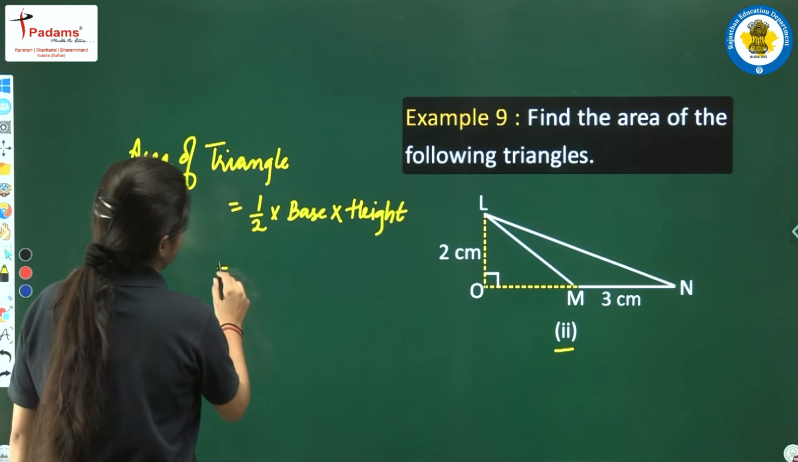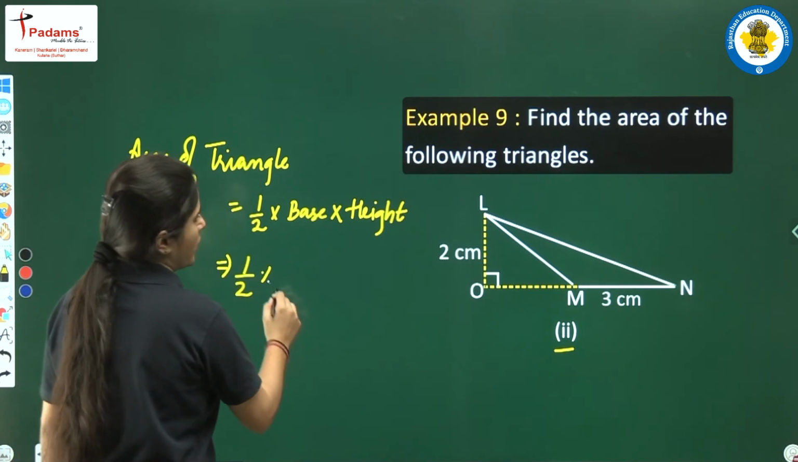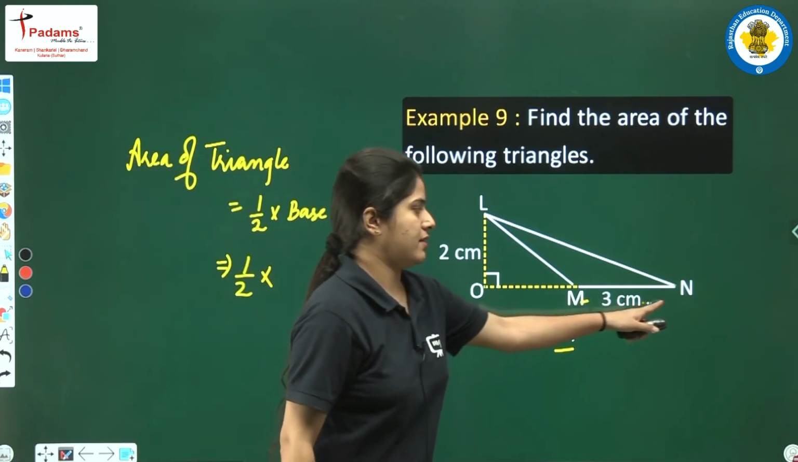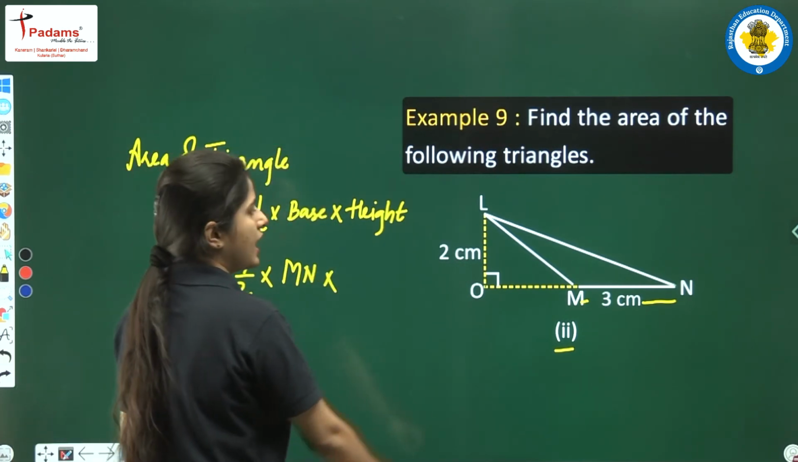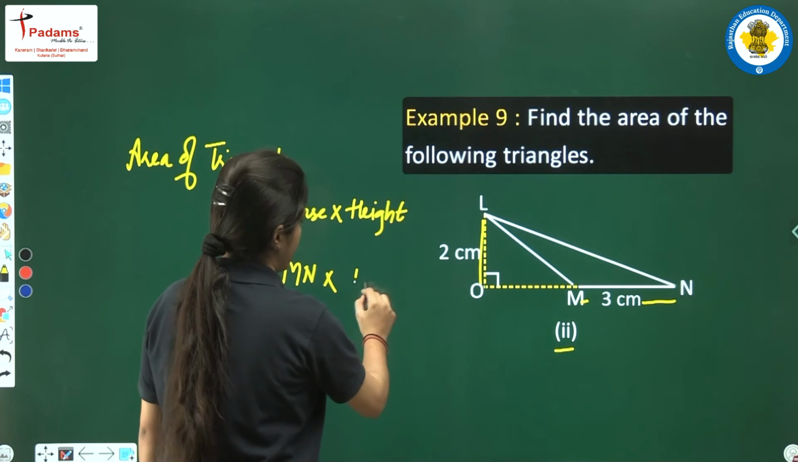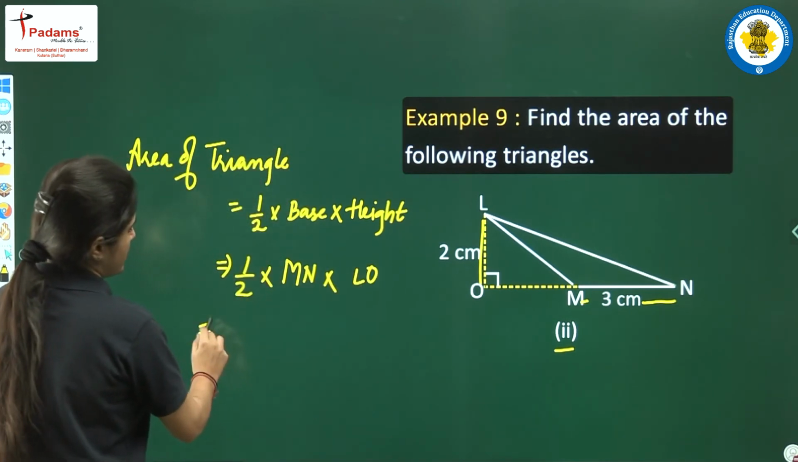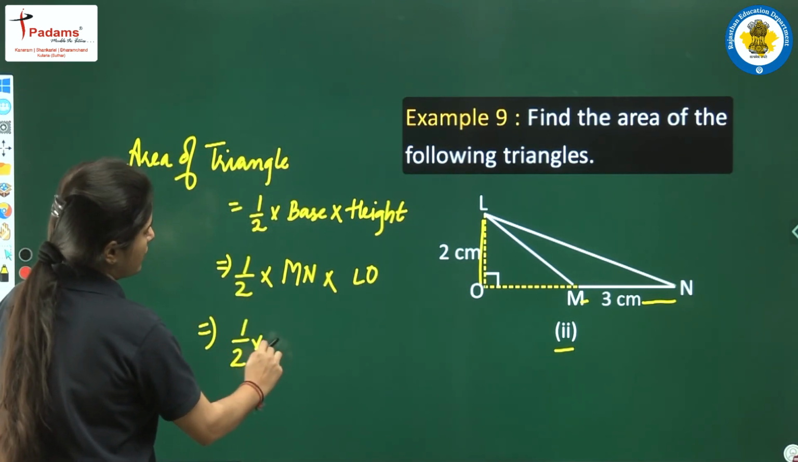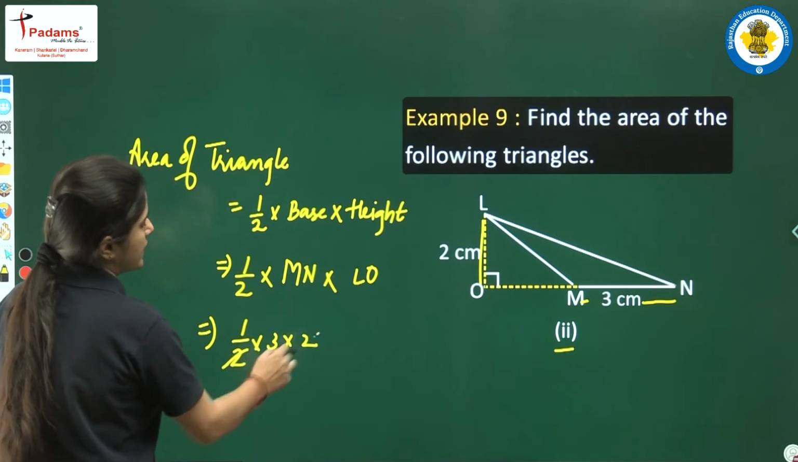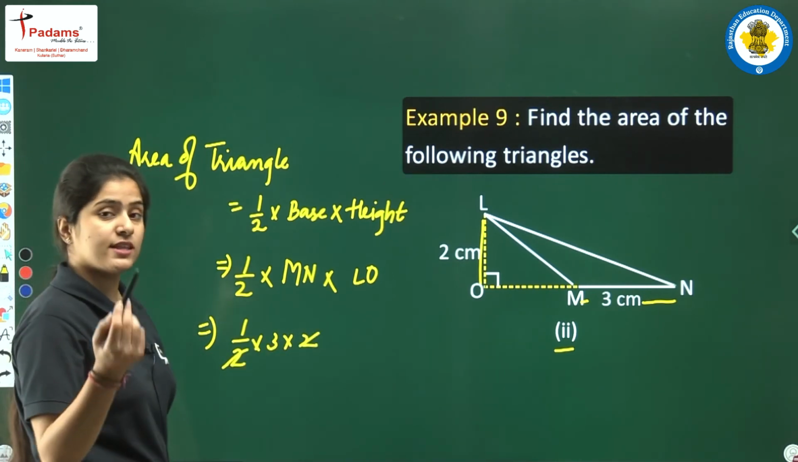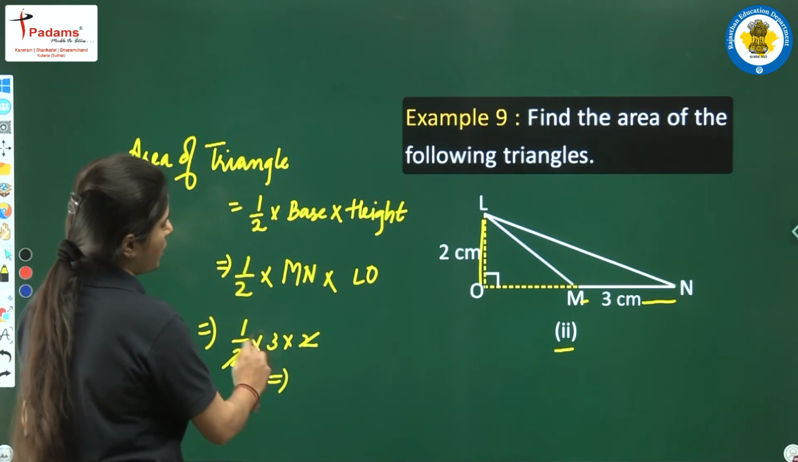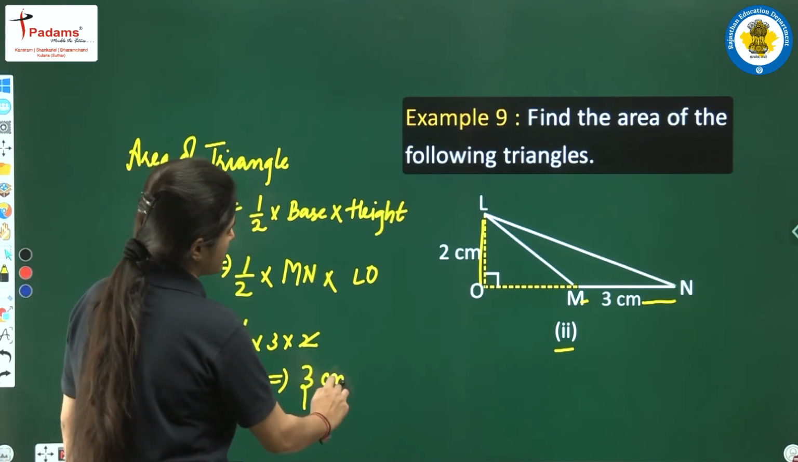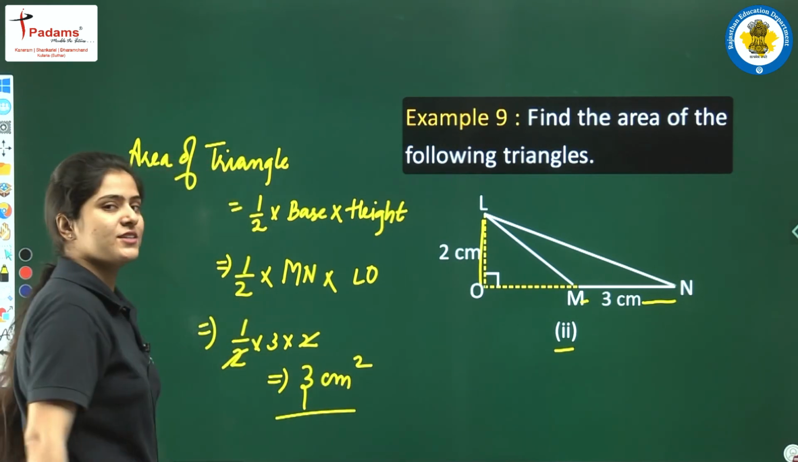Alright students, this is your half. What is the base, students? This is MN. Okay, MN is the base. And what is the height? This is the height, that is LO. So students, half into 3 into 2, the 2 and 2 will cancel out each other because one is in the numerator and another one is in the denominator. So 1 into 3 is equal to 3 centimeter square. This is the area of the triangle.